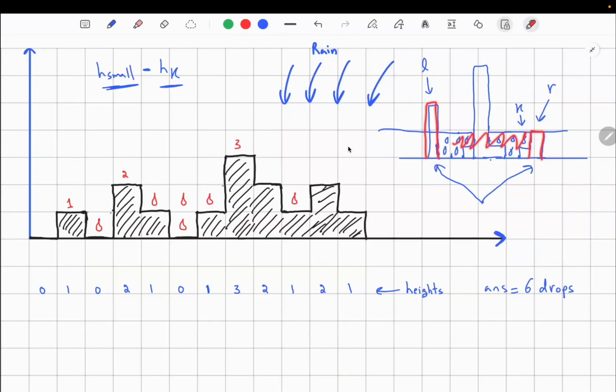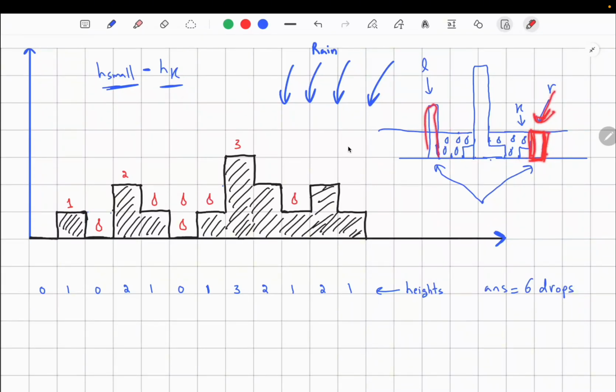Regardless of what is between these two, we can draw a line equal to the height of the smaller bar, and we are sure that for every position that is free below this line, we can trap water inside it, regardless of what's between these two bars. So because this is the lower bar, we are going to start to calculate the amount of water that we can trap starting from this bar with the lower height.